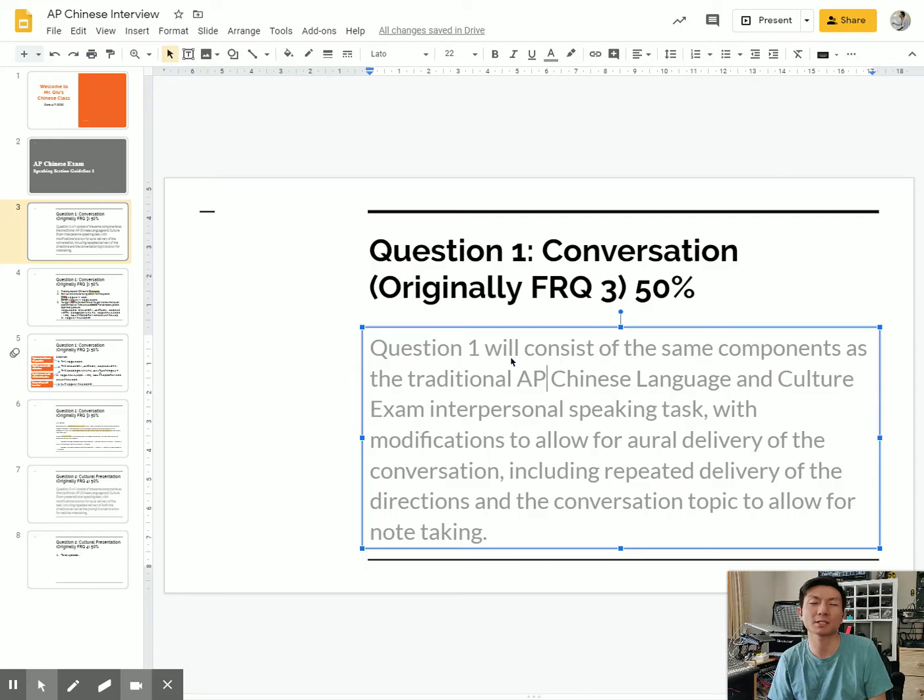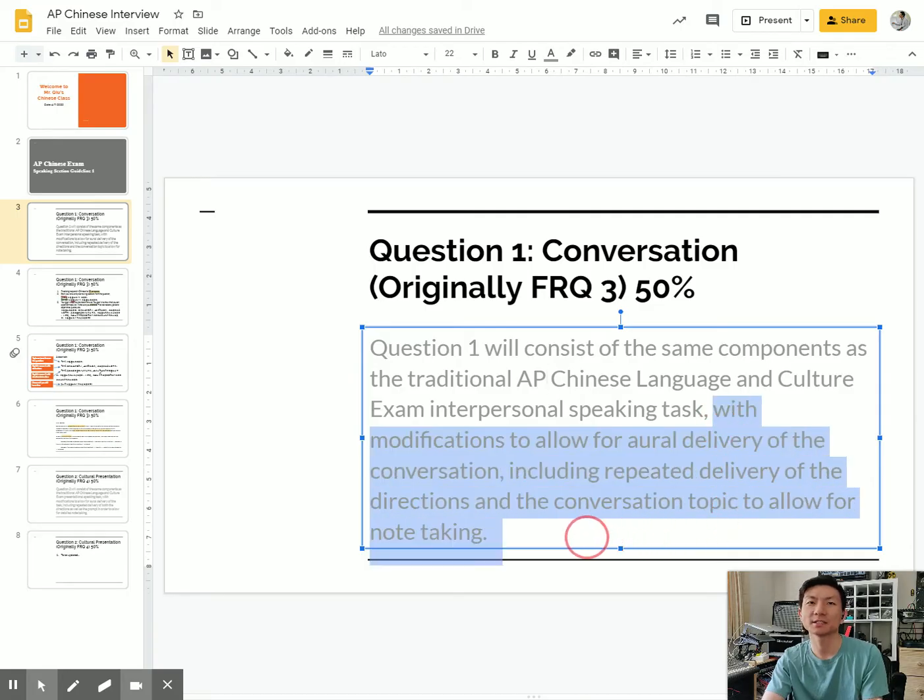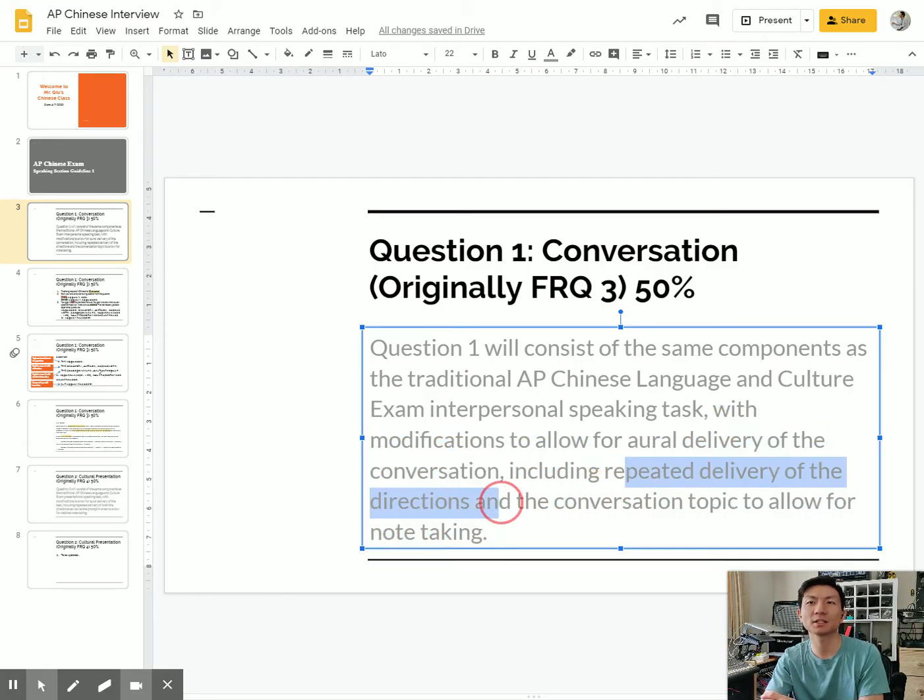They're going to have about 6 questions. Traditionally they ask you the question, and then right after that, you have to respond. You need to respond for about 20 seconds, and then they move on to the next question. However, this year they said that there are some modifications, including repeated delivery of the direction and the conversation topic.